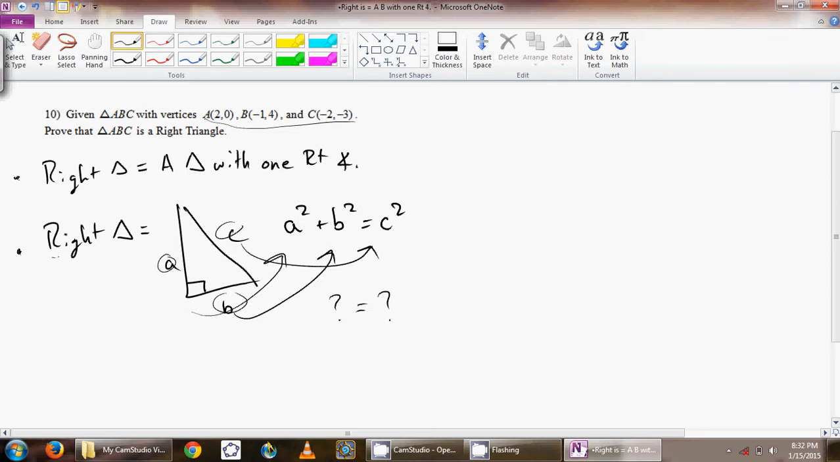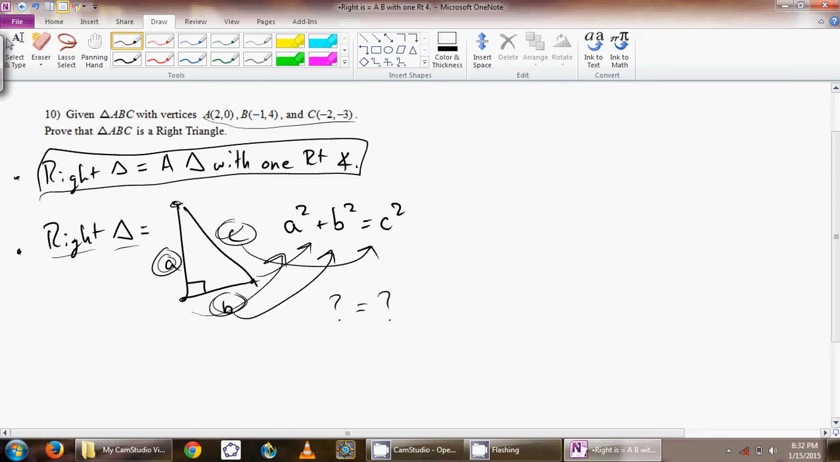If I were to use this Pythagorean theorem, I'd have to calculate the distance for one side, the distance for another side, the distance for a third side, and then substitute it in. Hell no, that's way too much work. I'm going to do this one by definition. I'm going to show that the triangle they gave me has at least one right angle. And I'll show that it has a right angle by showing two of the sides are perpendicular.